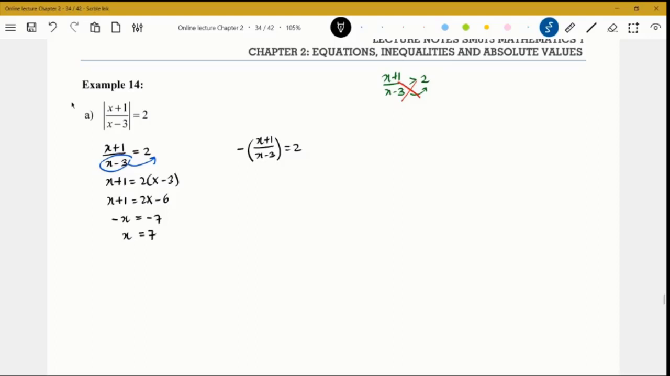Okay, and then the second case, which is negative (x plus 1) over (x minus 3). So we're gonna have negative (x plus 1) equal to 2 times (x minus 3). So negative x minus 1 equals 2x minus 6. So we collect the x. So technically we have negative 3x equal to negative 5. So x should be 5 over 3.